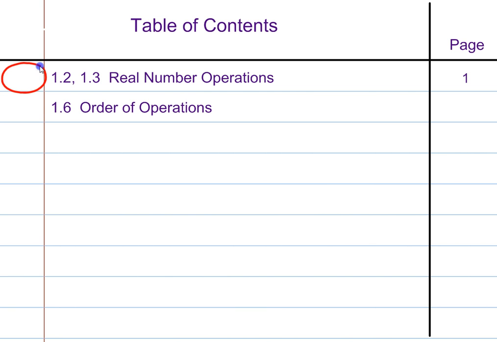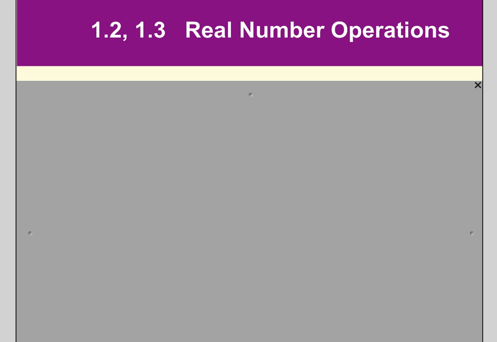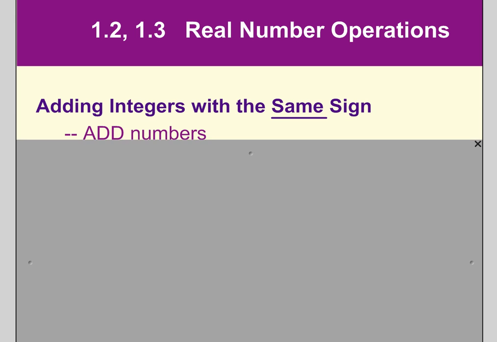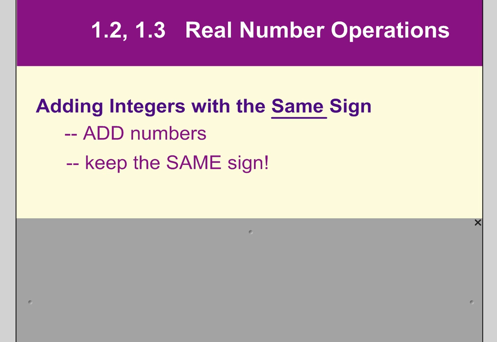Alright, I'm going to go to the next slide. Each section will have a title at the top like this, so 1.2, 1.3, real number operations. What we're looking at here is some basic math, but this is the kind of math people tend to get wrong a lot. So adding integers with the same sign, here are the rules we can follow. If your two numbers have the same sign, we actually do add the numbers and you keep the same sign. Again, you can pause the video, write that down, and hit play when you're ready for the next part.